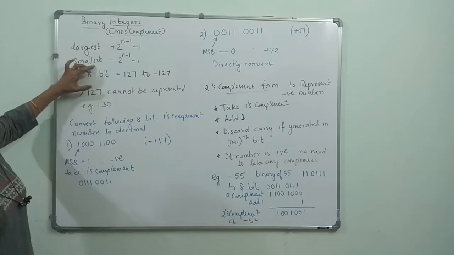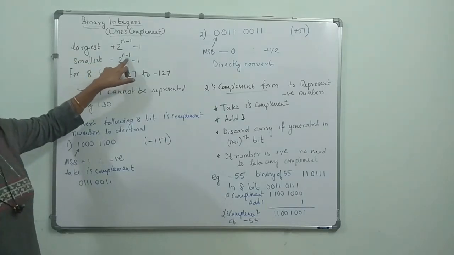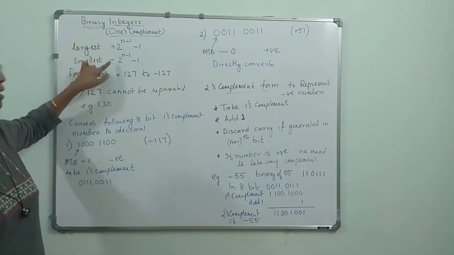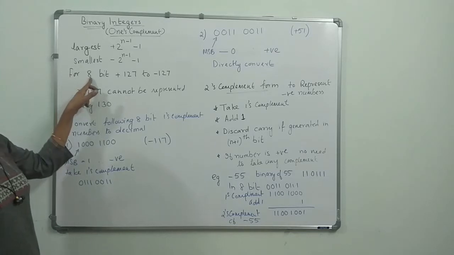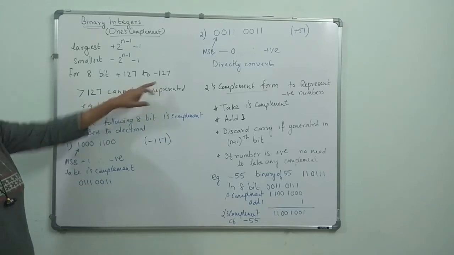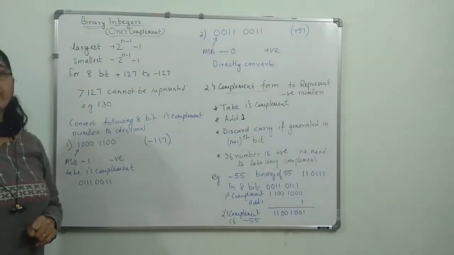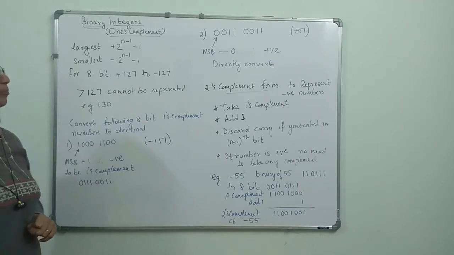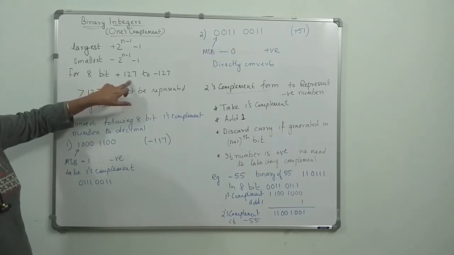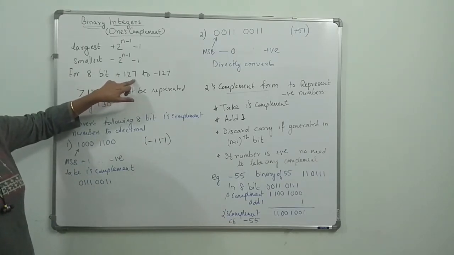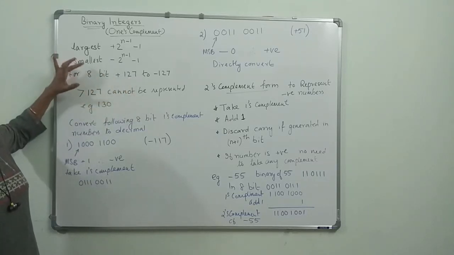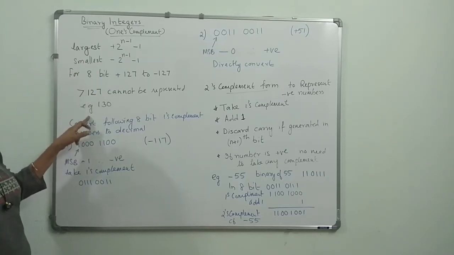And the smallest will be minus (2 raised to n minus 1 minus 1), because one bit you are assigning to indicate whether it is positive or negative. So if you are taking an 8 bit, the largest will be plus 127 and the smallest will be minus 127. Suppose you want to represent a number 130. Is it possible? It is not possible, because with this 8 bit you can go only up to 127. 128 you cannot represent, 129 you cannot represent. So any number greater than 127 you cannot represent using the 8 bit. So that is one limitation.